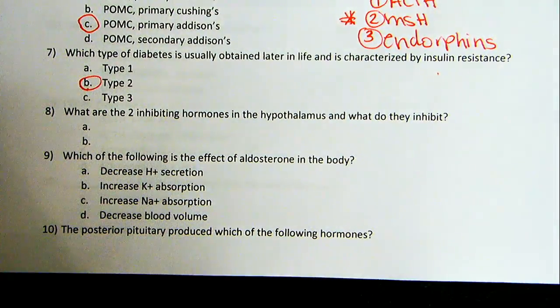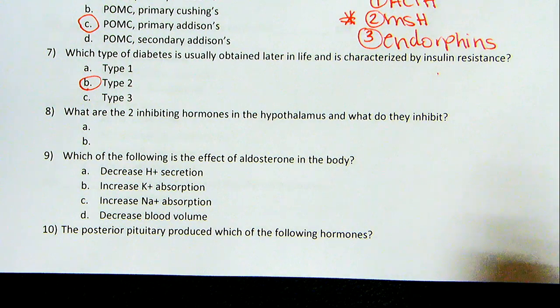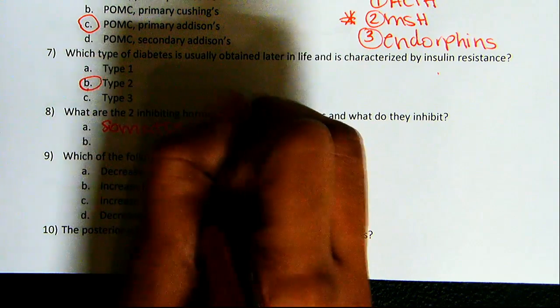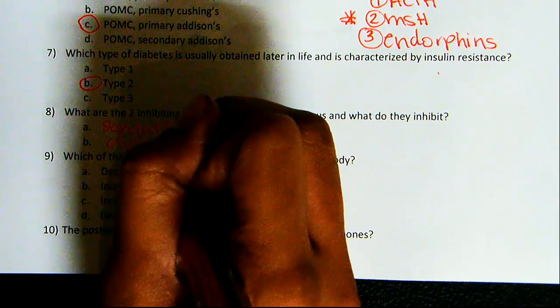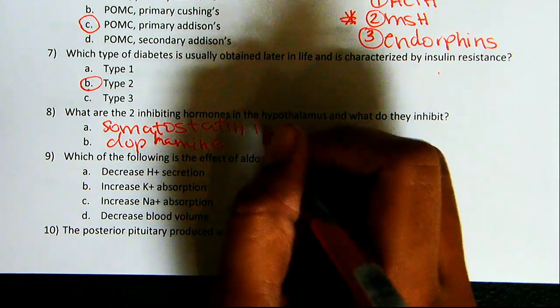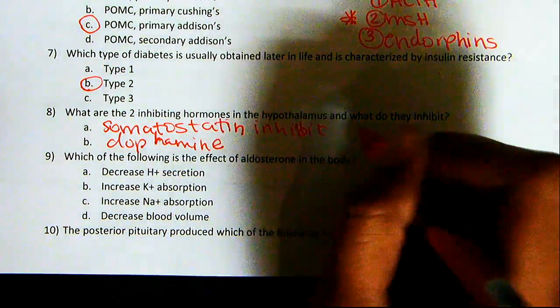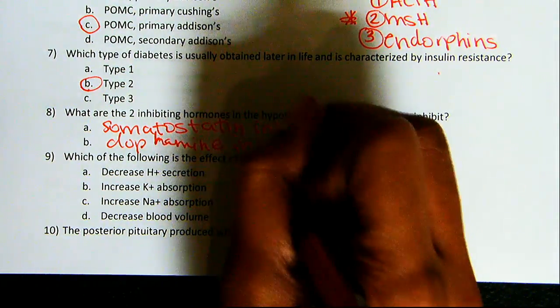Number 8. What are the 2 inhibiting hormones of the hypothalamus, and what do they inhibit? So we have somatostatin, and then we have dopamine. Somatostatin will inhibit growth hormone, and then dopamine inhibits prolactin secretion.